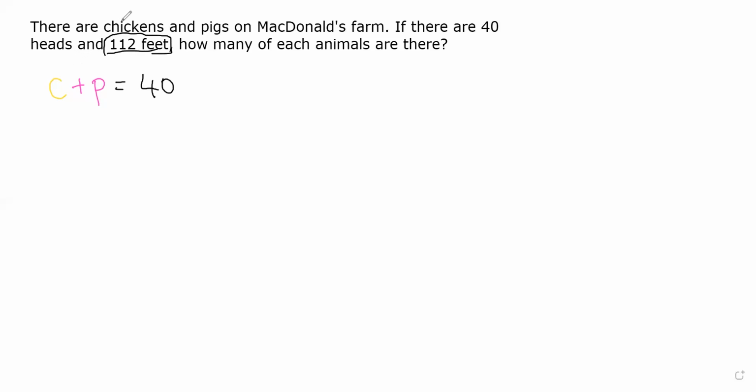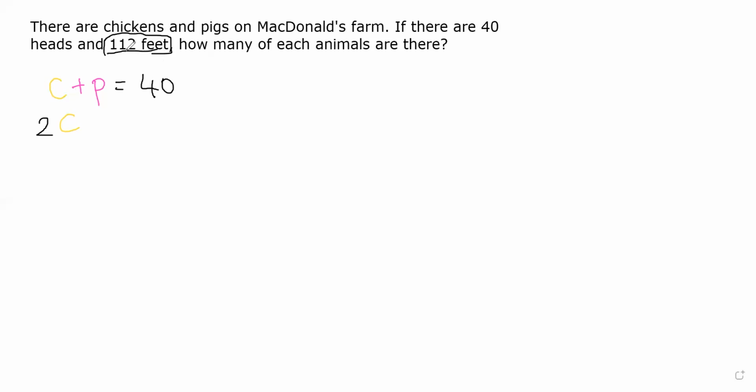Now, how many feet do chickens have? Chickens have 2. So the number of feet that belongs to chickens is the number of chickens multiplied by 2. If there are 8 chickens, then there's going to be 16 feet because each chicken has 2 feet. Each chicken has 1 pair of feet.